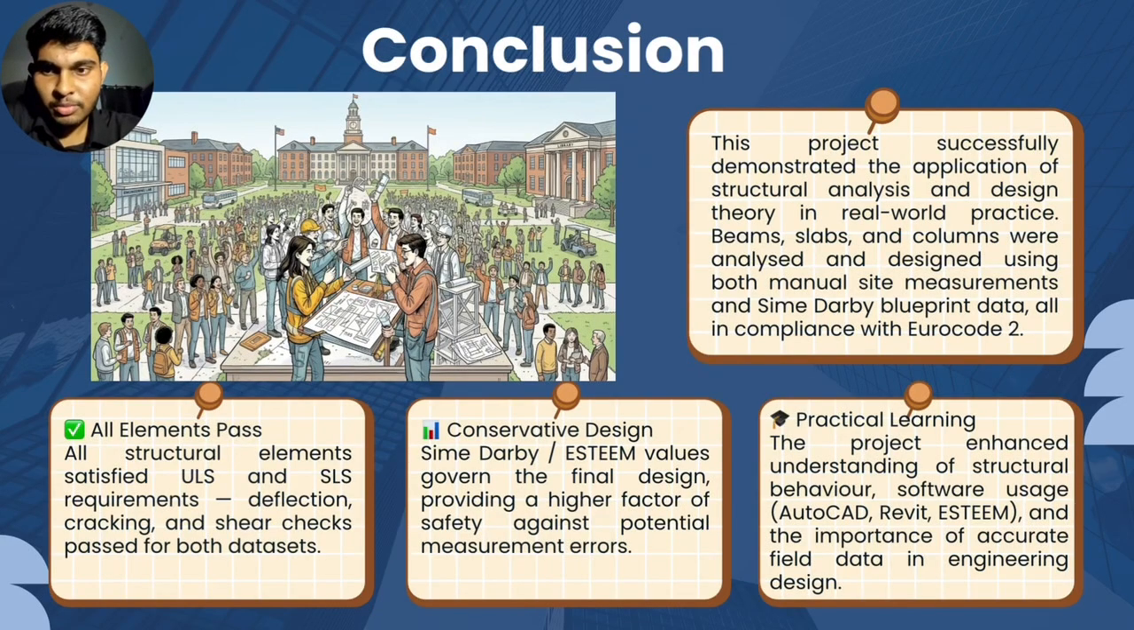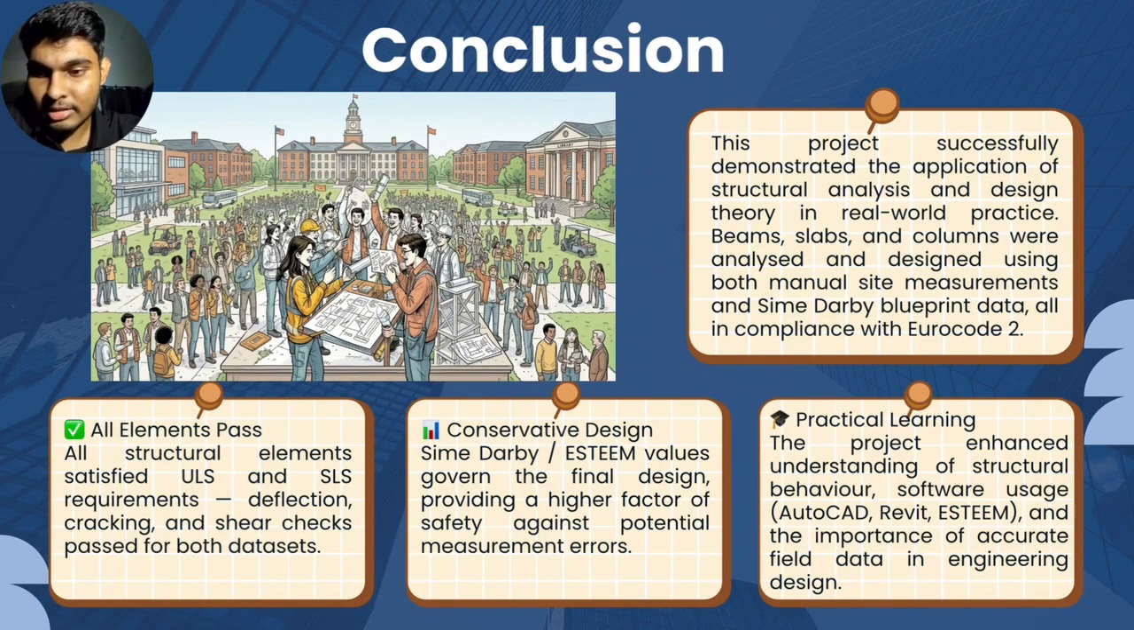To conclude, this project successfully demonstrated the practical application of structural analysis and design principles on a real reinforced concrete gazebo structure. We analyzed and designed the beam, slab and column using both manual site measurement and the original SAMDABI blueprint data in accordance with Eurocode 2 requirements. Firstly, all structural elements passed the design check. Both datasets satisfied the ultimate limit state and serviceability limit state requirements, including deflection, cracking and shear checks.